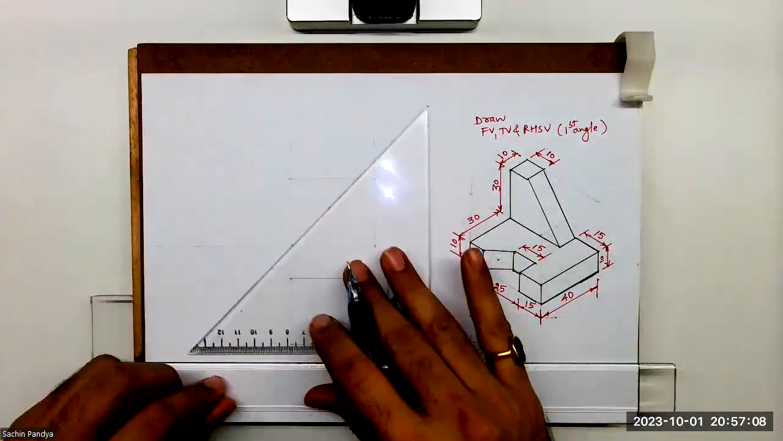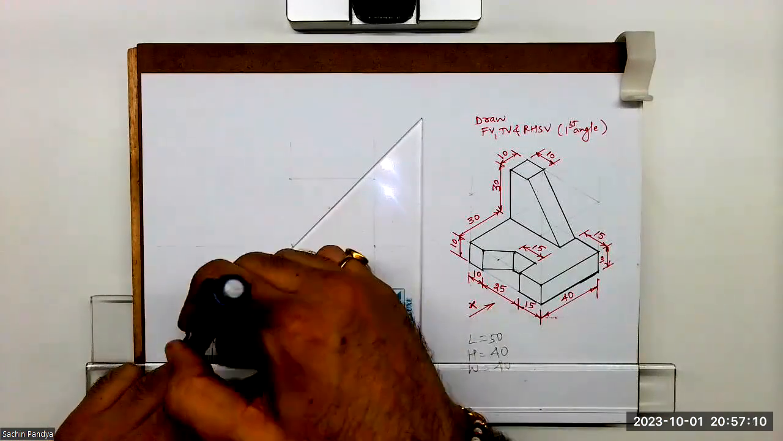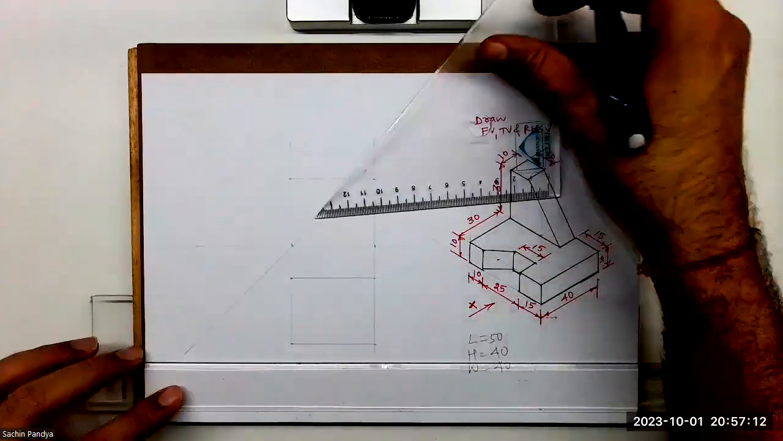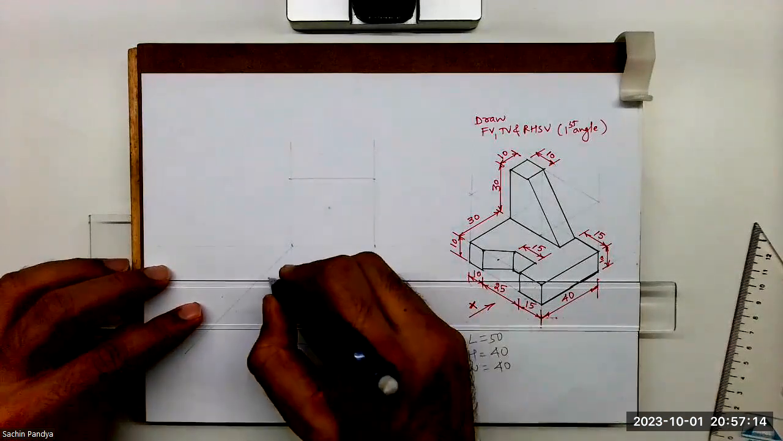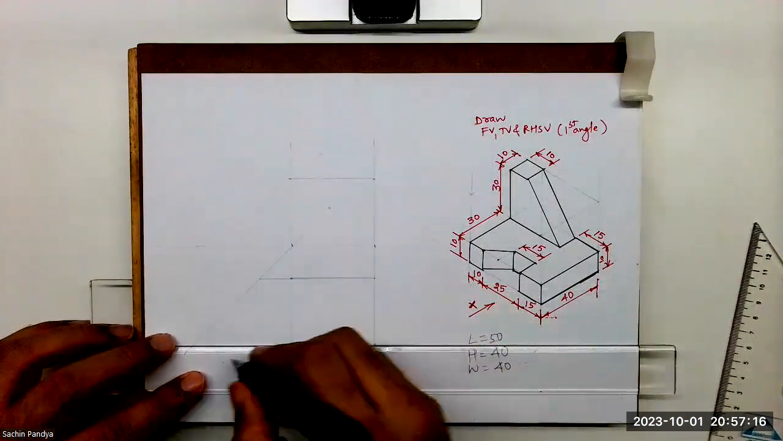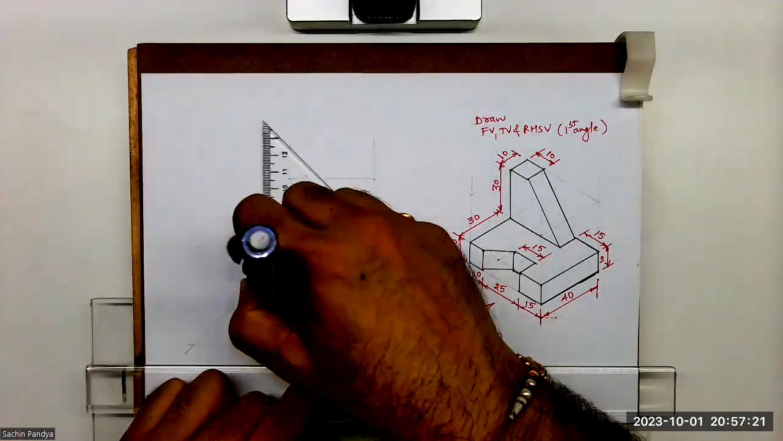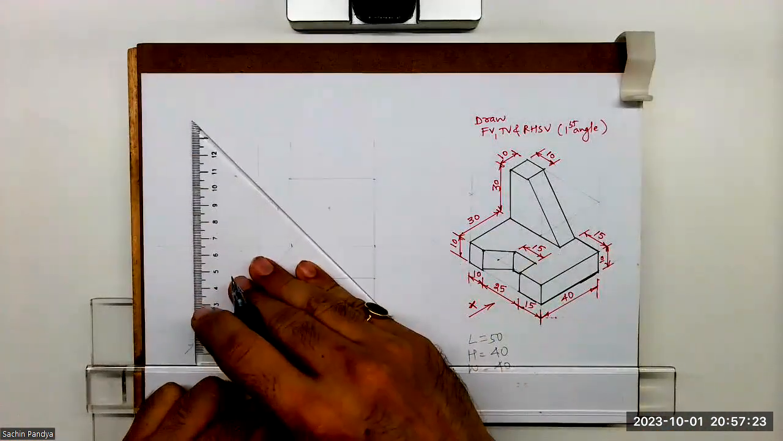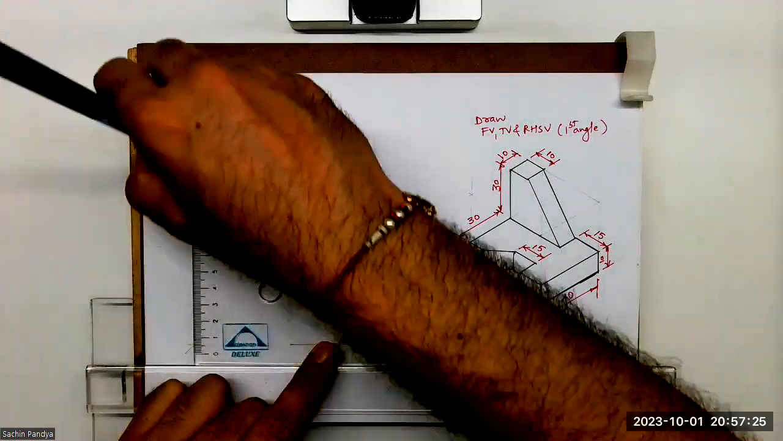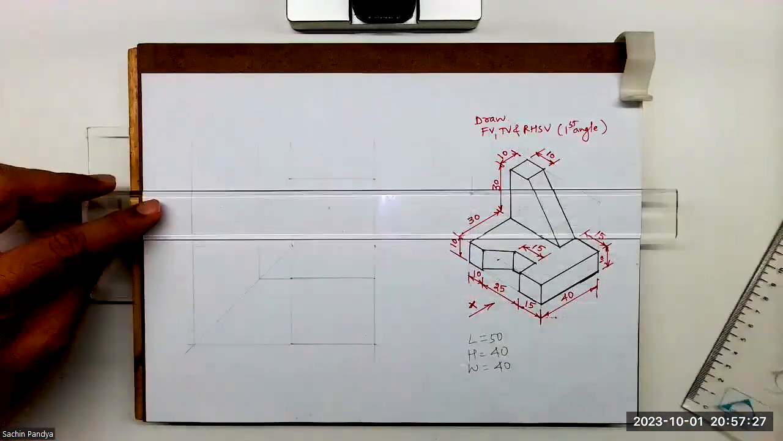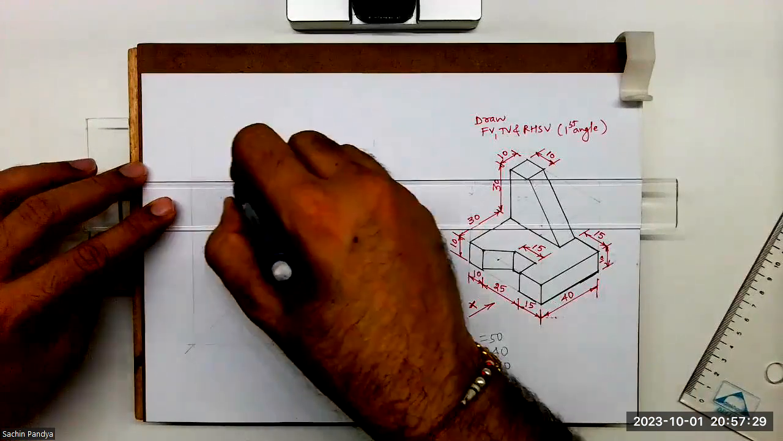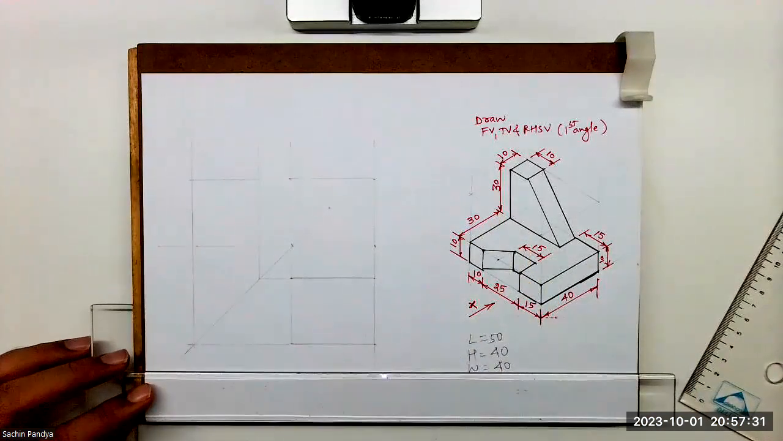Then I will take a 45 degree line. Then I will extend from here. I'll extend from here. And from here, I will draw a vertical line. And from here, I will draw a horizontal line. So I'll get the front view, top view and side view.